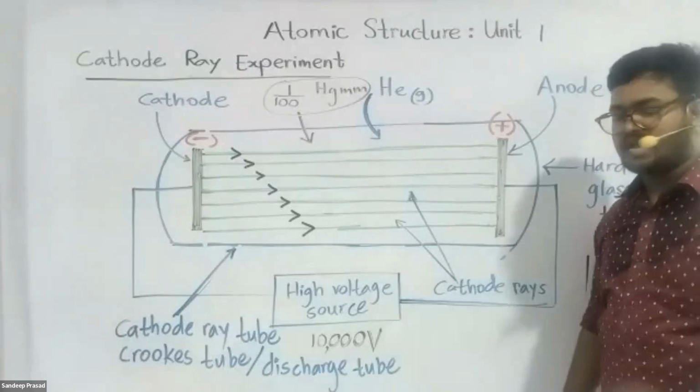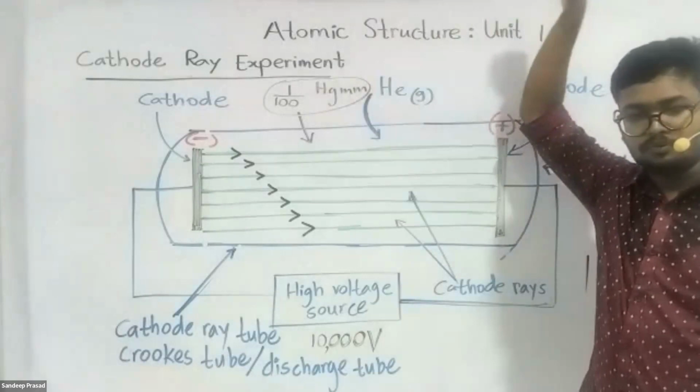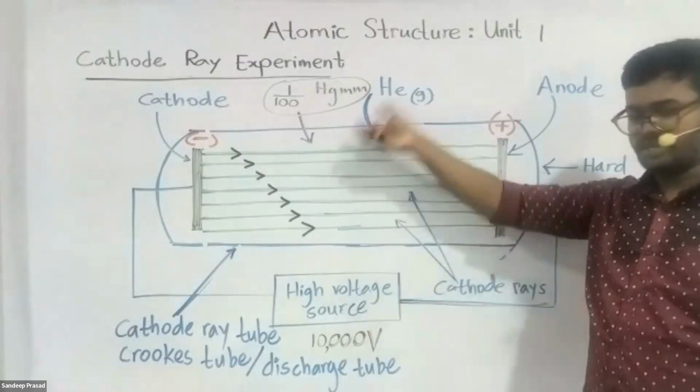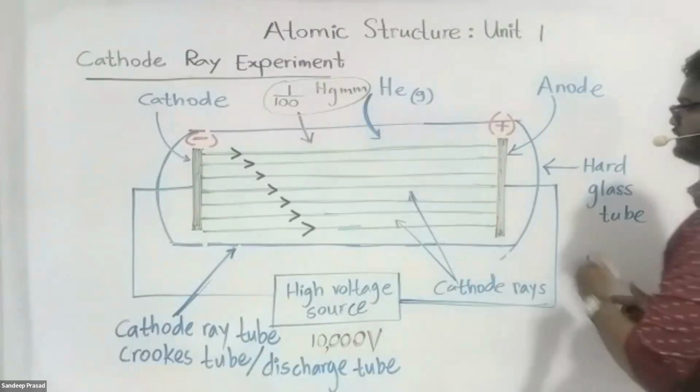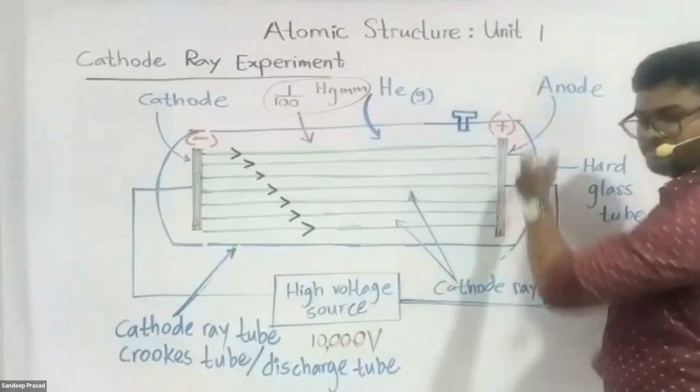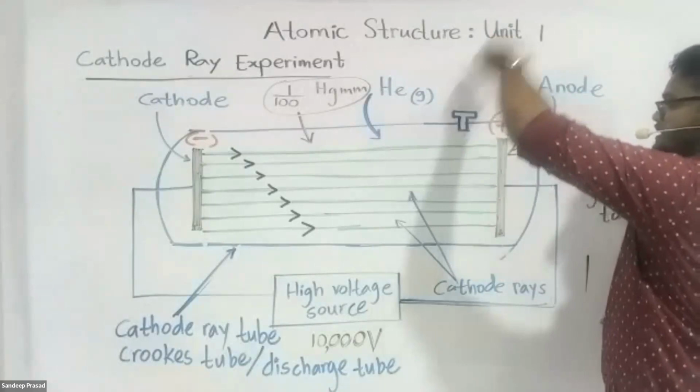Someone is asking how we can reduce the pressure inside the glass tube. So we can pump out the gas from this glass tube. We can vacuum the gas out of the glass tube. Just imagine we have a valve here. From this valve, we can reduce the pressure. We can take the gas outside. We can reduce the pressure by what? Removing the gas from this glass tube.